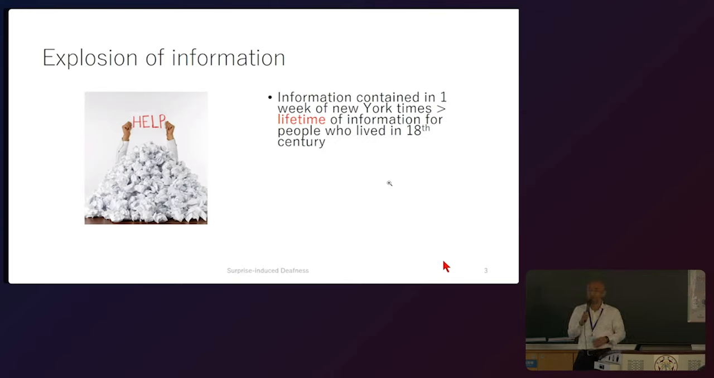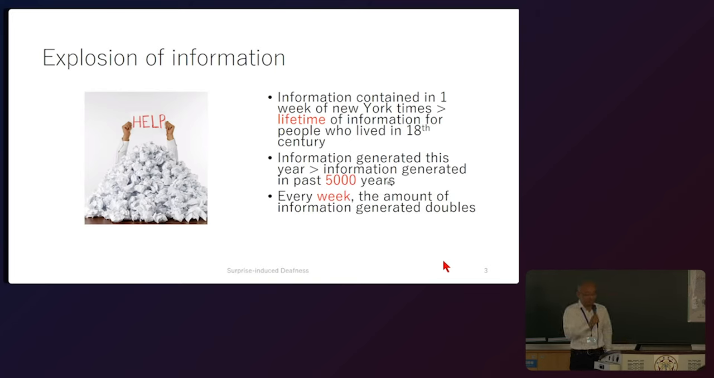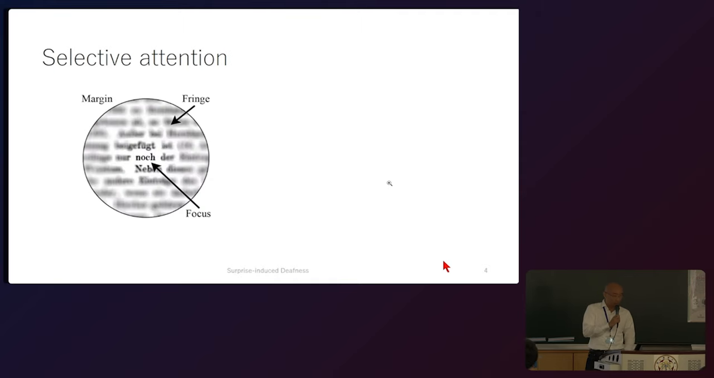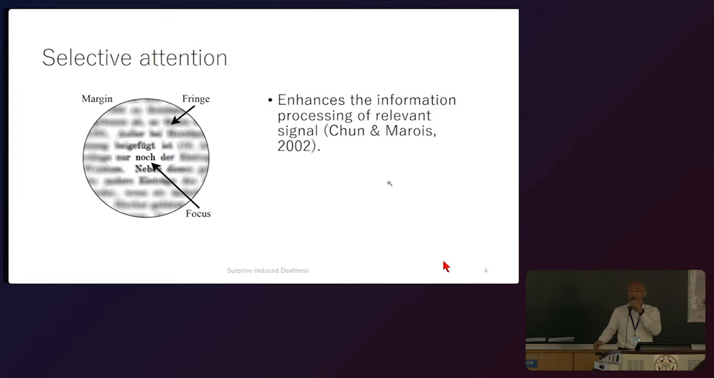It's been crazy: with the advancement of technology, we have to process more and more information, which is quite scary. The amount of information we have to process is increasing exponentially. So the issue of attention is becoming more salient, because selective attention helps us filter out irrelevant information and enhance the information we have to process. It's like a lens: you have better resolution in the center, and you can blur things out on the margin.